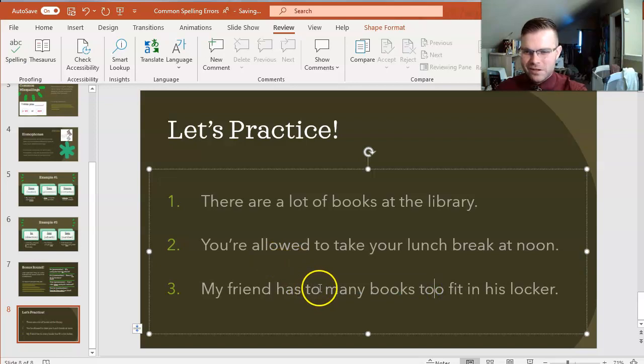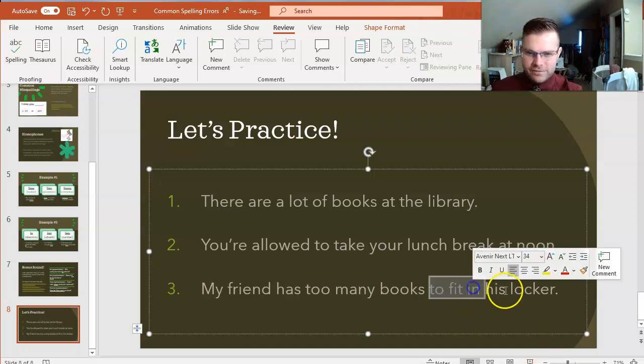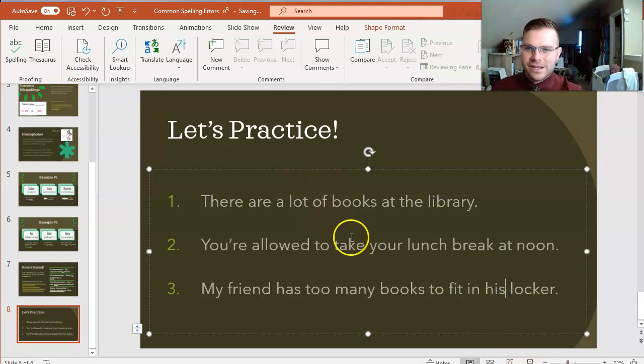We actually have 2 incorrect forms of to in this sentence. This should be too many, so I need the adverb, T-O-O, and the T-O-O right here should be the TO2. So I flipped some things, right? He has too many books, an excessive amount of books, to fit, infinitive, in his locker. Notice that I fixed all the spelling errors that way. You want to do the same thing.